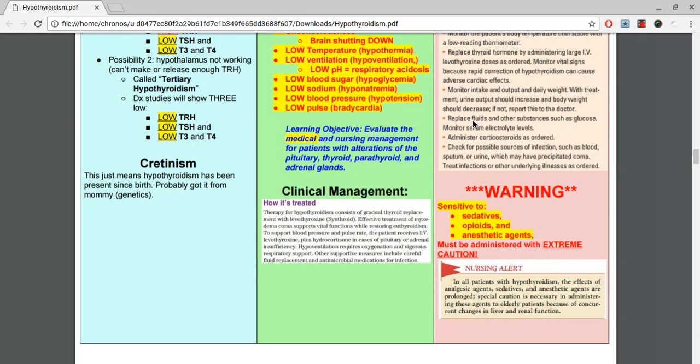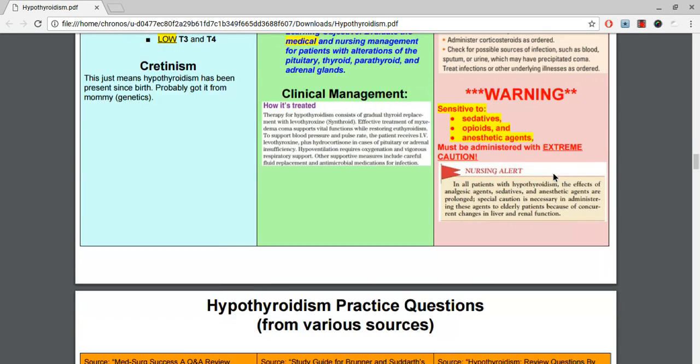Replace the fluids and other substances such as glucose. Monitor serum electrolyte levels. Administer corticosteroids. And check for possible sources of infection, such as the blood, the sputum, or urine, that may have precipitated the coma, because remember, as we said, these are usually precipitated by stress. So whatever's stressing out the body, if you can correct that, then that would help out with the myxedema coma. So treat the infections or other underlying illnesses as ordered.